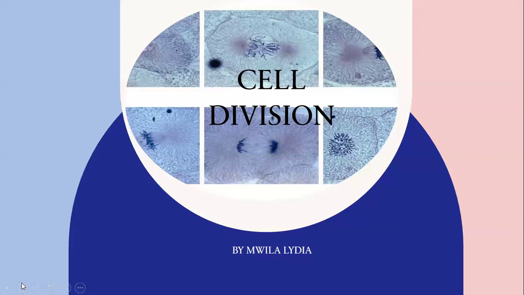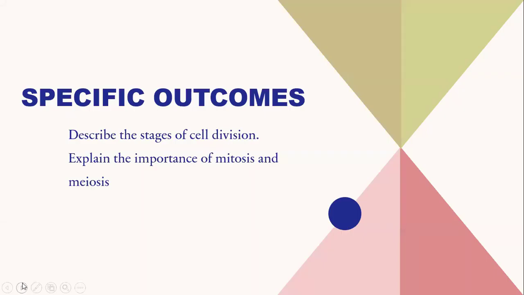So what are we expected to know by the end of the lesson? By the end of our lesson, we should be able to describe the stages of cell division. We should also be able to explain the importance of mitosis and meiosis.